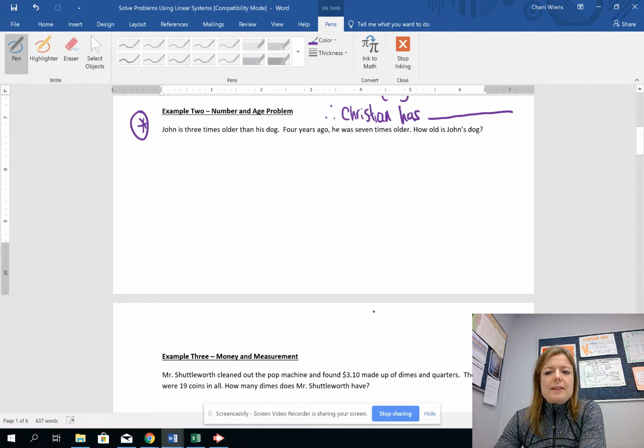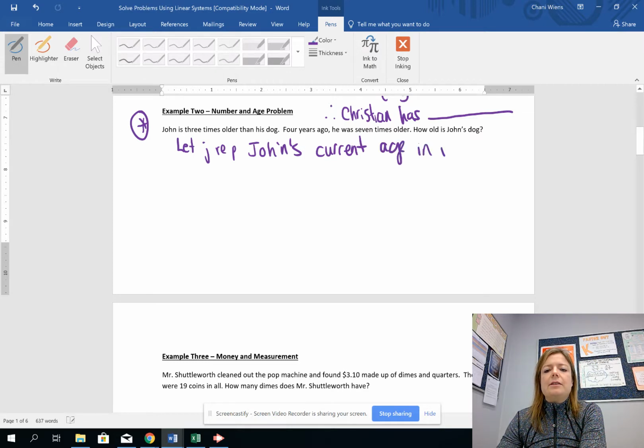So the 2 things that we don't know are John's age and his dog's age. So we'll say let J represent John's current age. It's important that we say current age because we have now and we have 4 years ago. And it's in years. And we can say let D represent the dog's current age in years. Not dog years, years.